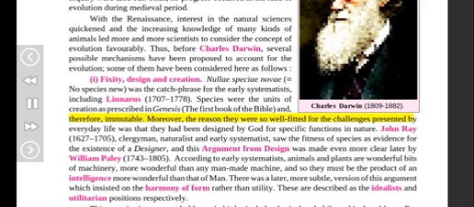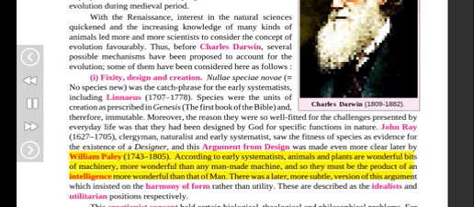Therefore, immutable. Moreover, the reason they were so well fitted for the challenges presented by everyday life was that they had been designed by God for specific functions in nature. John Ray, 1627–1705, clergyman, naturalist and early systematist, saw the fitness of species as evidence for the existence of a designer, and this argument from design was made even more clear later by William Paley, 1743–1805. According to early systematists, animals and plants are wonderful bits of machinery, more wonderful than any man-made machine, and so they must be the product of an intelligence more wonderful than that of man.